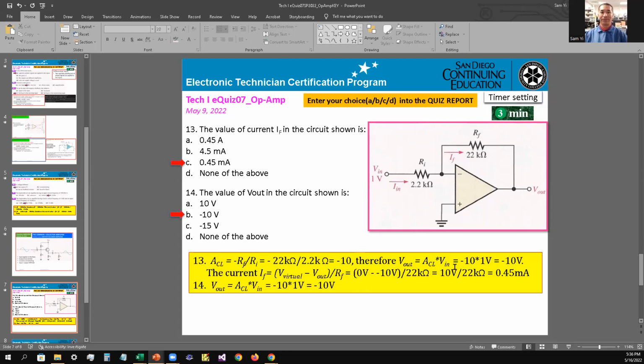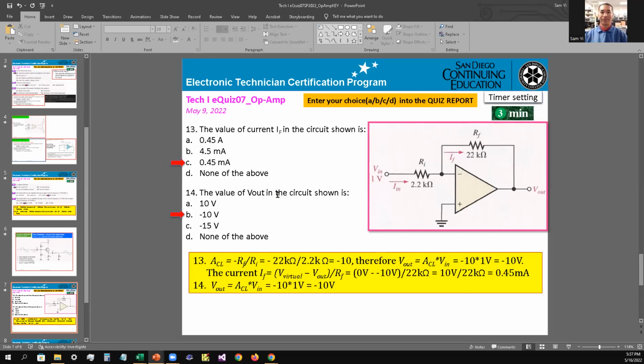Now you can calculate the gain, or you can use this one here. Voltage-wise, it is Vn minus 0, which is the virtual ground, divided by the resistance, which is 2.2, and that should yield about 0.45 milliamps. Or you can calculate the gain and then calculate the V out, which is also another way to do this. So the answer is C as in cat for number 13.